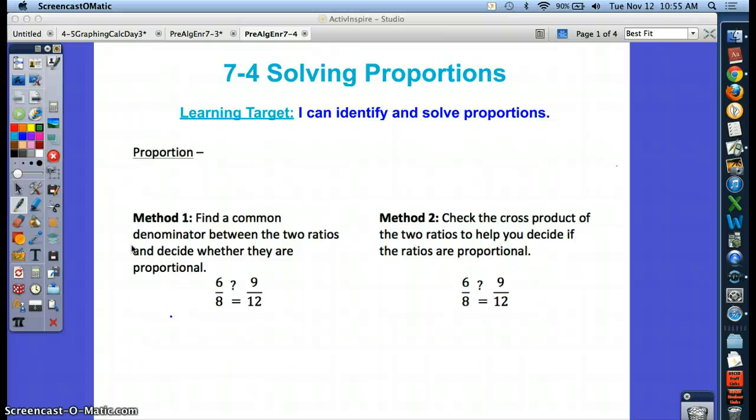In 7.4, we are focusing on proportions, and I want you, by the end of this lesson, to be able to identify and solve proportions with variables. So what is a proportion?